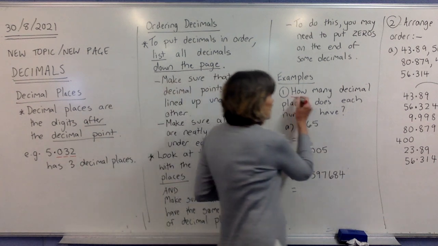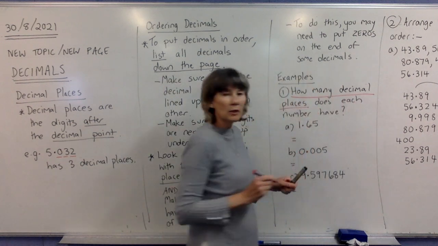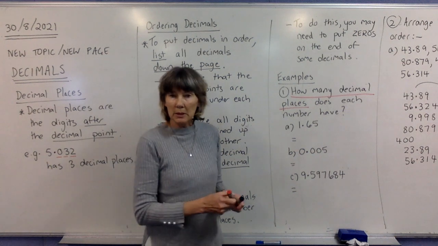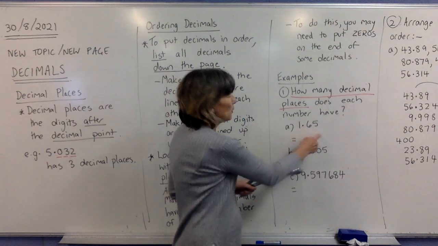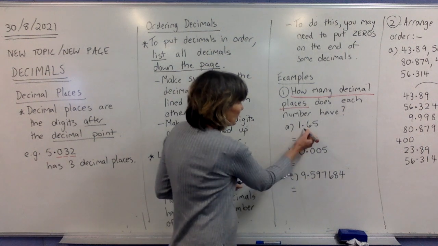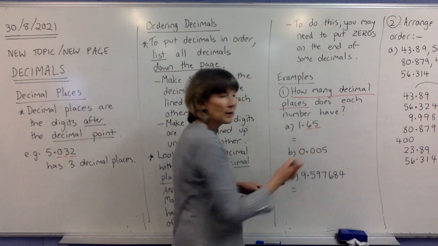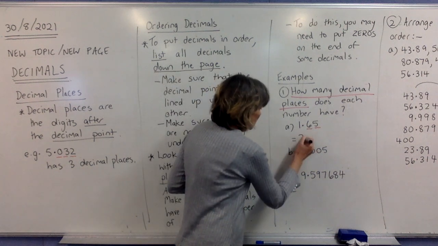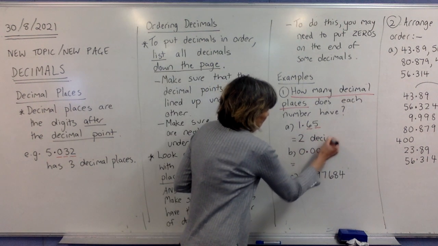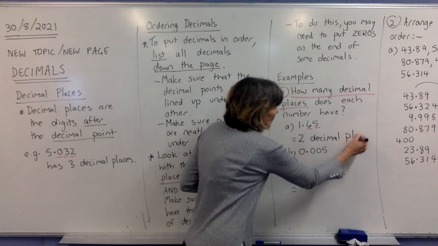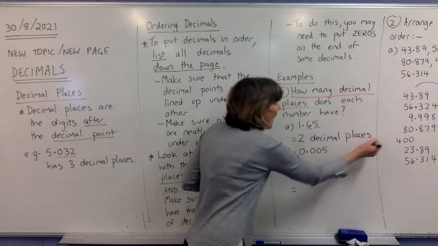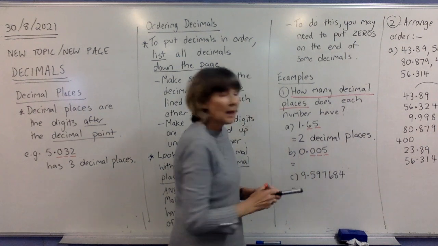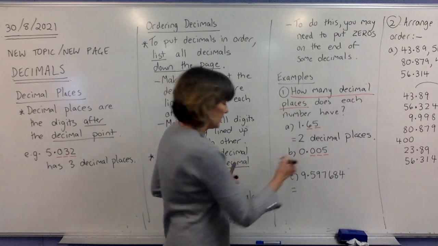So looking at our first question here, underline what we're doing. We're finding how many decimal places. So this is pretty easy. We're looking at 1.65. After the decimal point, we have our decimal places, and in that one, we've got 2 decimal places. Okay, the next question, we're looking at the digits after the decimal point to get decimal places, and there are 3 of them this time.